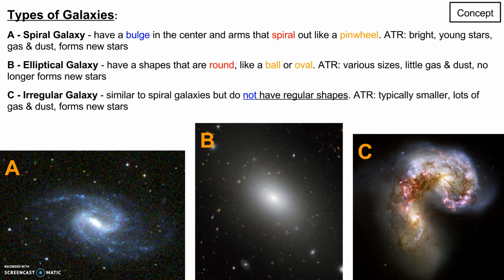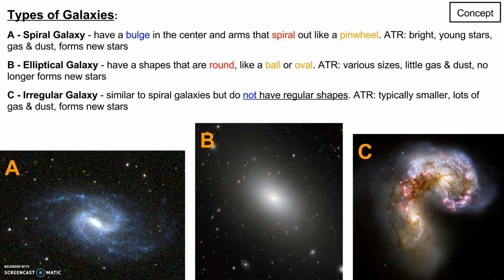An elliptical galaxy has shapes that are round, like a ball or an oval, and their attributes have little gas and dust. They vary in sizes, and they no longer form new stars. Therefore, we can conclude that elliptical galaxies are the oldest types of galaxies.